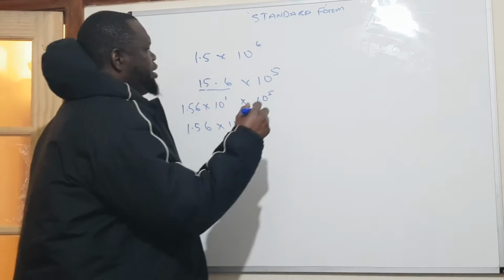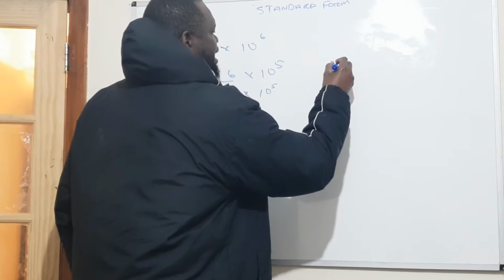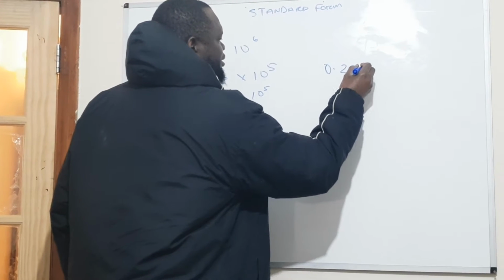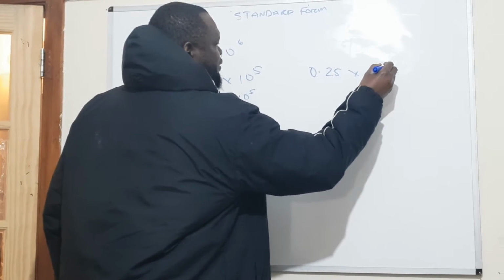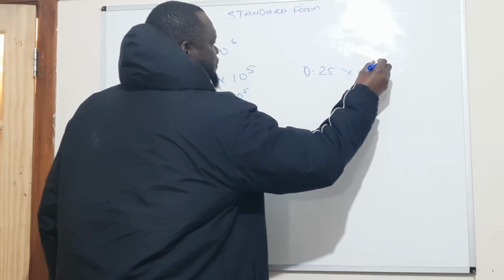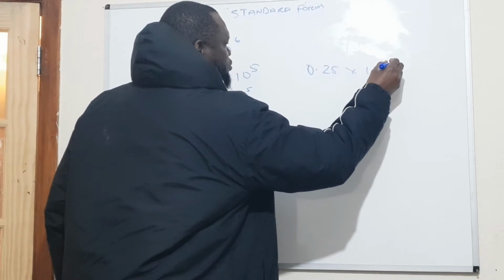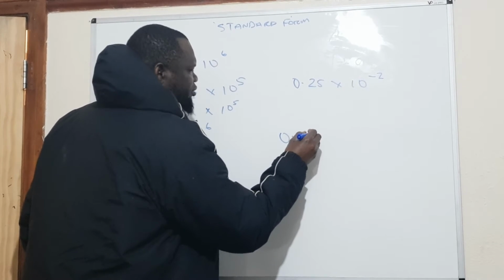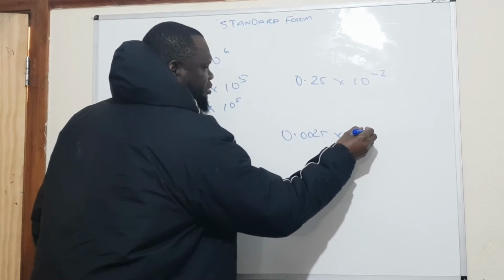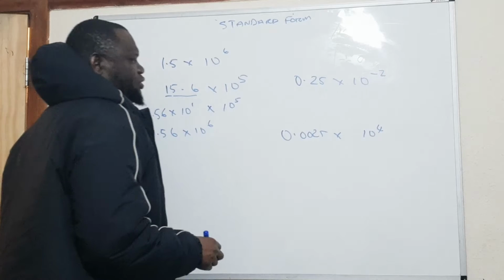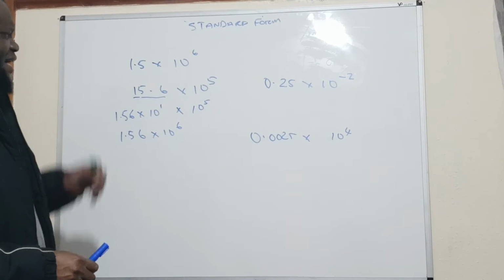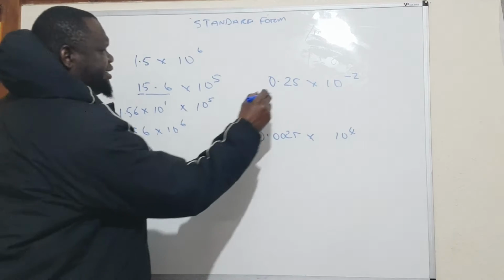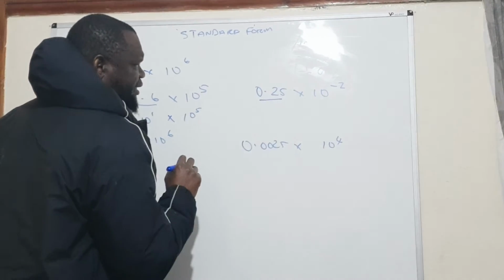On the other hand, when they put something like 0.25 times 10 to the power minus 2, or 0.0025 times 10 to the power 4, in either case, this is the trick the examiner can put. You have to convert this into standard form and multiply.